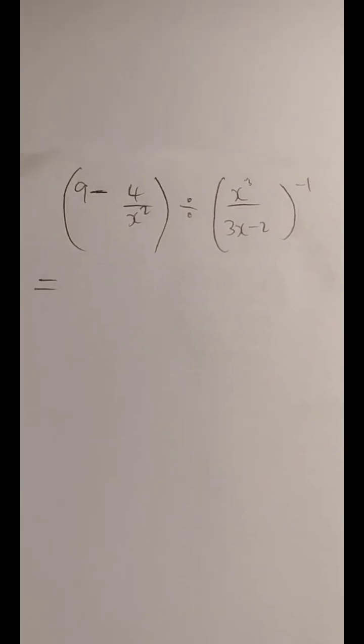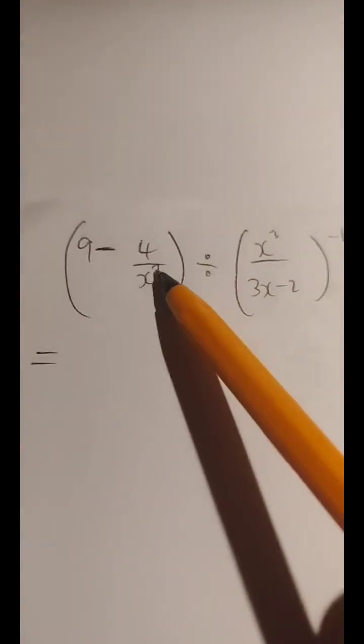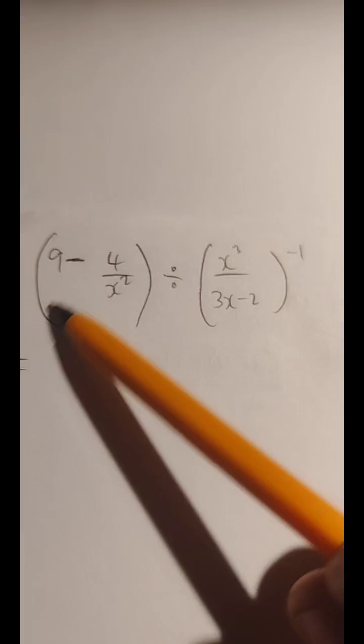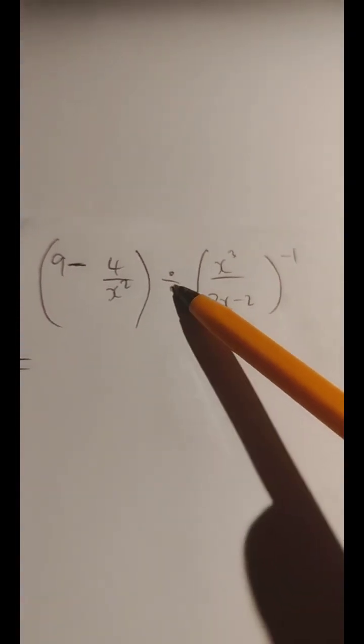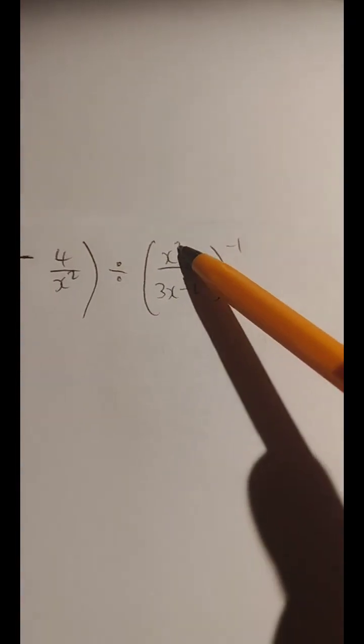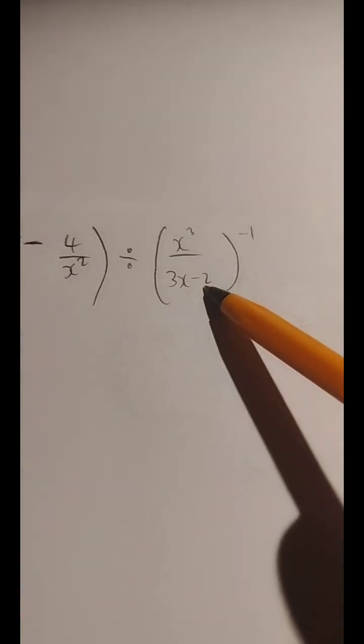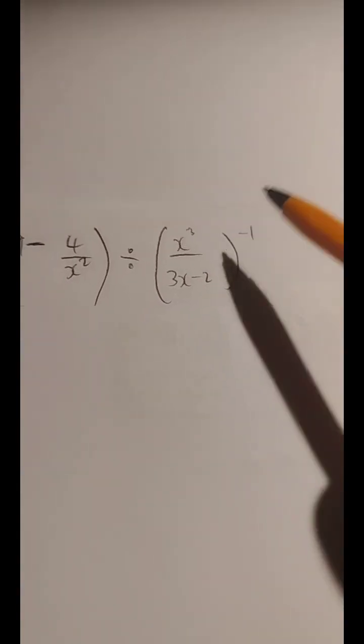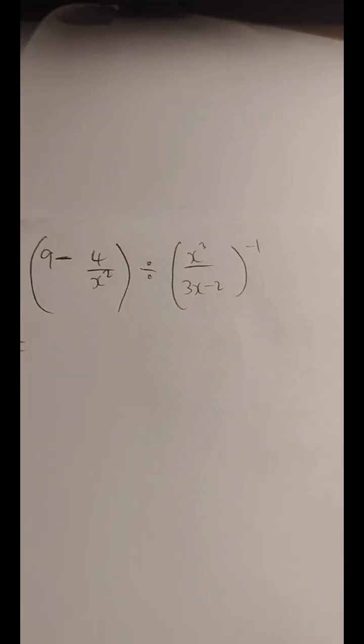All right, so let's look at this, guys. Then we have 9 minus 4 over x squared in brackets. It's divided by x cubed over 3x minus 2 all raised to the power negative 1. Okay.